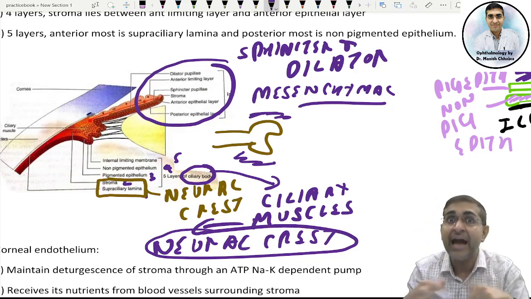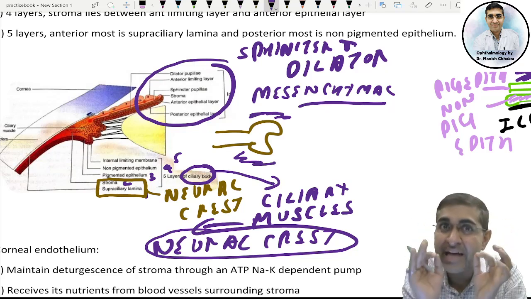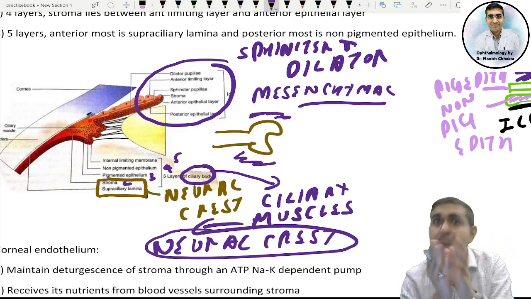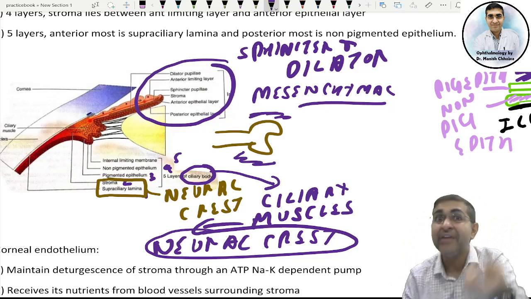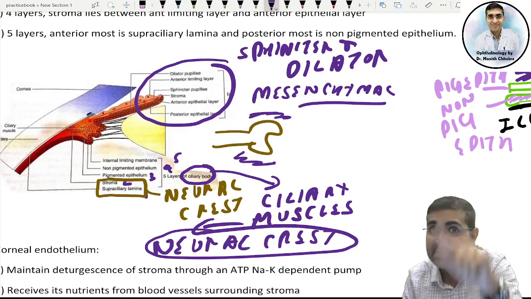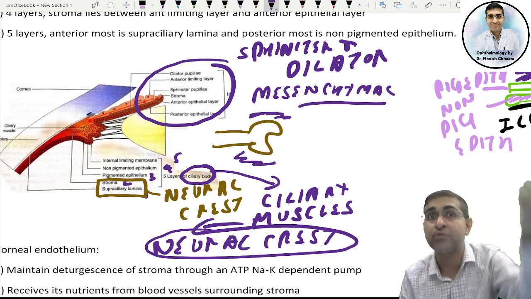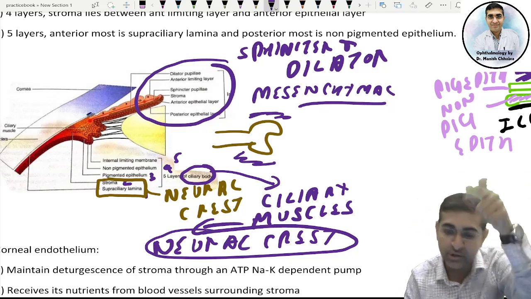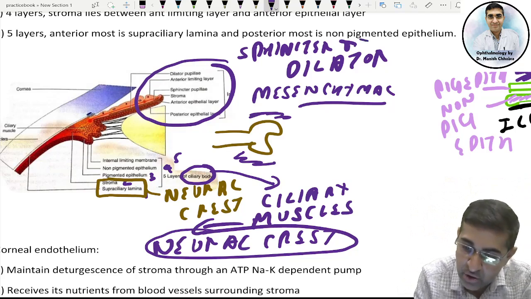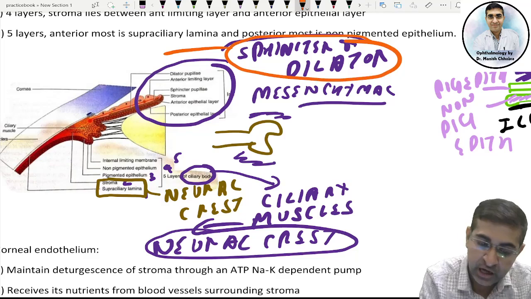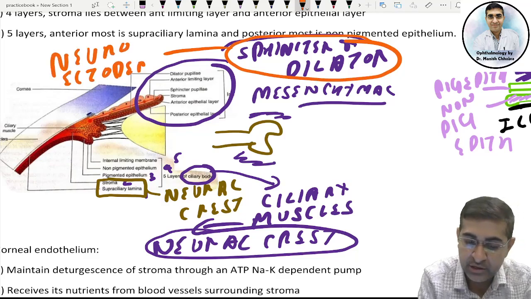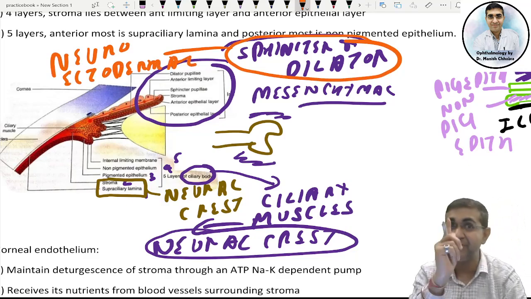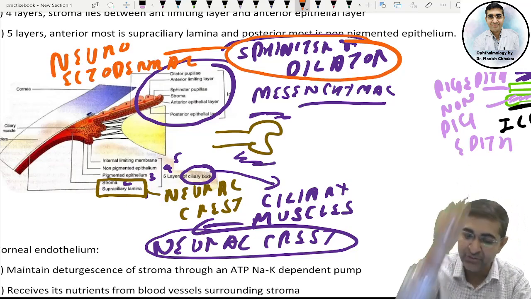And you know, the anterior non-pigmented epithelium is part of the optic cup, which comes from the optic stalk, which comes from the diencephalon, which is a part of the prosencephalon. Prosencephalon is neuroectodermal in origin. So sphincter and dilator pupillae are neuroectodermal in origin. This is one very important question for you guys.